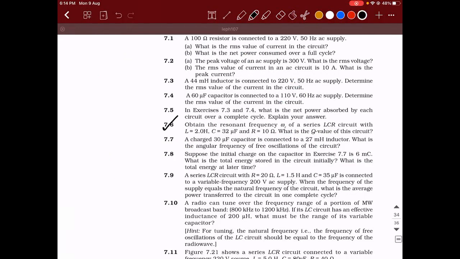Obtain the resonant frequency omega r of a series LCR circuit with L equal to 2 henry, C equal to 32 microfarad, R equal to 10 ohm.